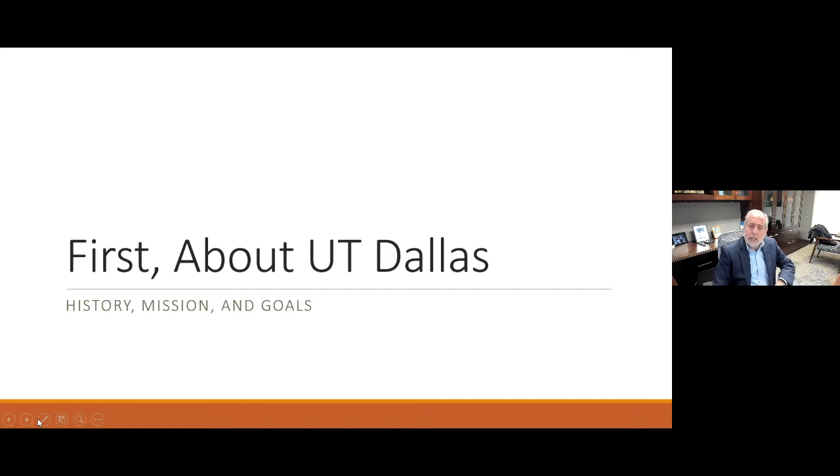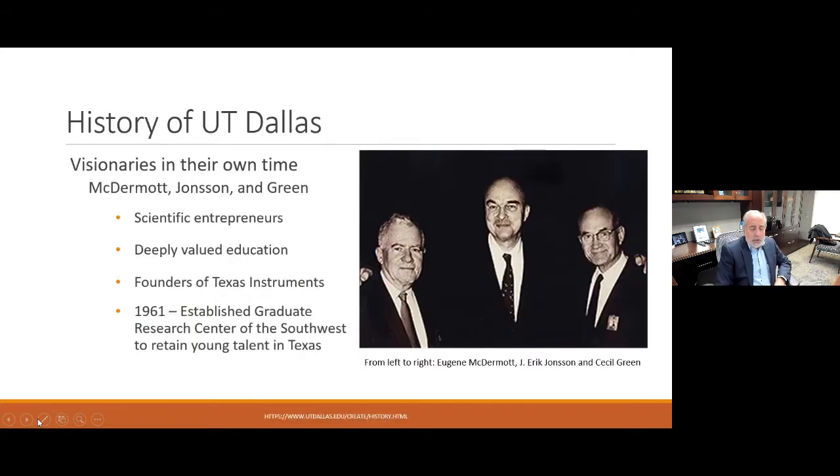If I can have the next slide. UT Dallas was founded by three visionaries, Eugene McDermott, Eric Johnson, and Cecil Green. And when you get to campus, you will see their names prominently displayed in many of our buildings. They were scientific entrepreneurs. They were the founders of Texas Instrument, and they deeply value education. So they decided to establish in 1961 the Graduate Research Center of the Southwest to attract and retain talent in the North Texas area.